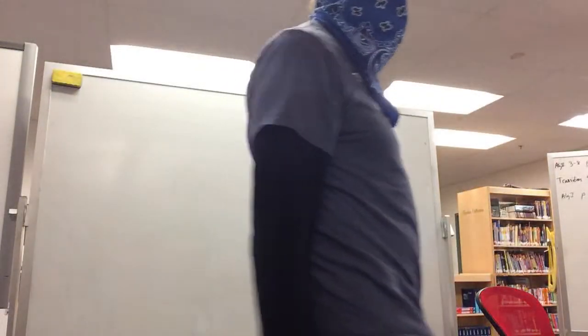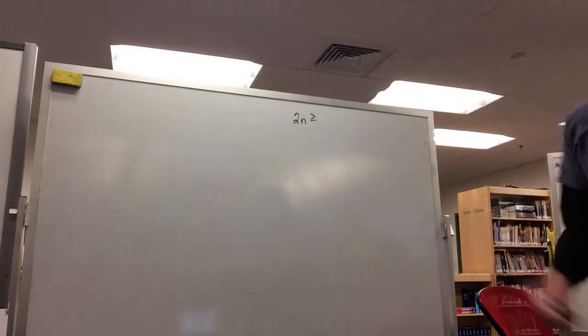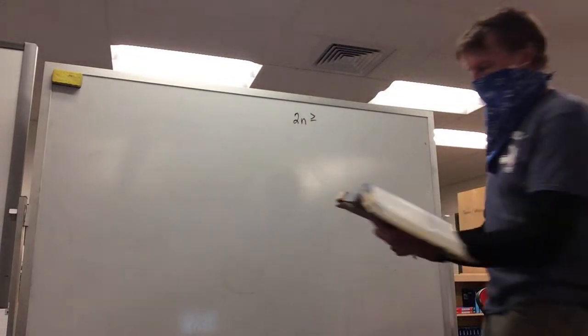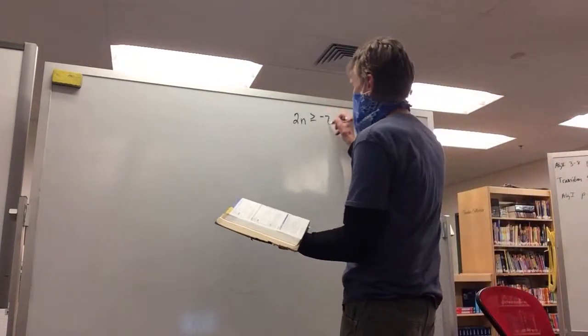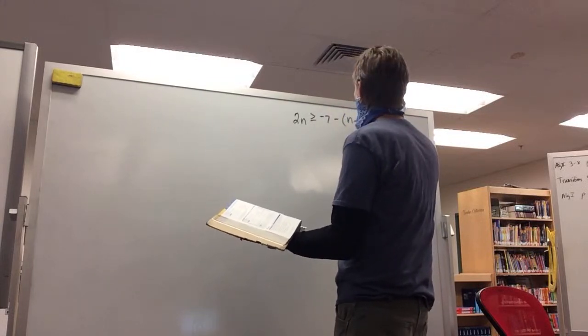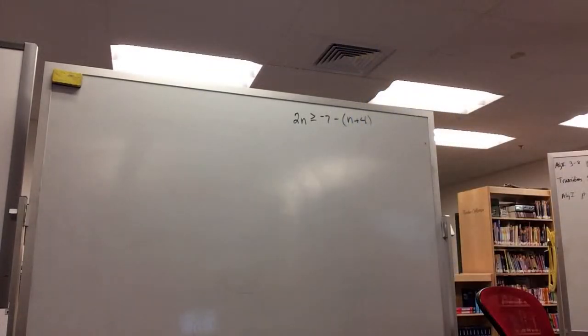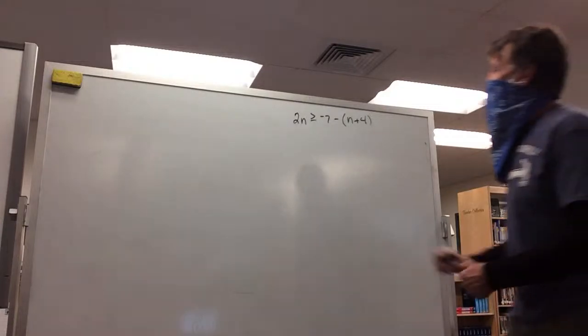So number 14 on the previous lesson. So I gotta write the rest of this good. So 2n greater than or equal to negative 7. Subtract the quantity n plus 4. And that right there, subtracting that n plus 4, that's the one that we've struggled with at times, and we want to make sure we get right when we simplify.